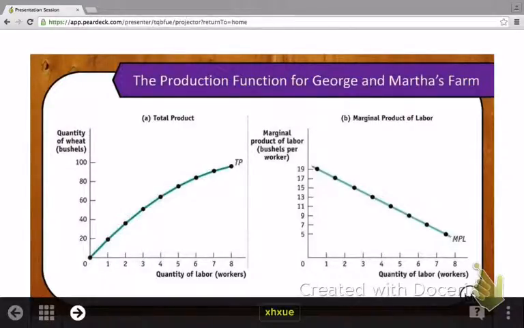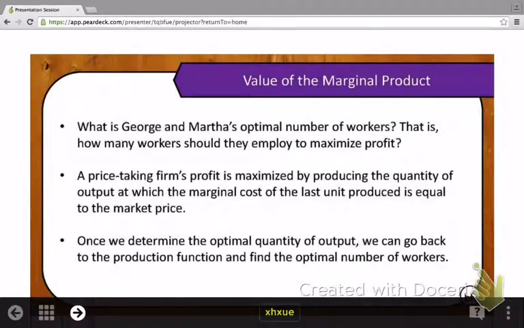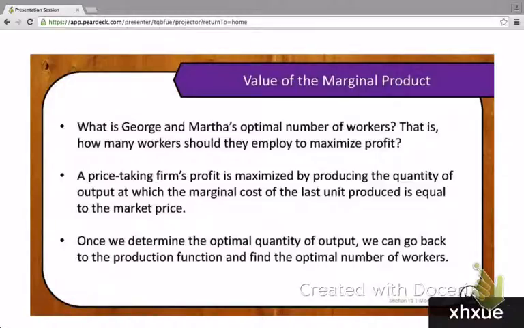Here we see the production function for George and Martha's firm. You see their total product curve in panel A, and you see the marginal product of labor with diminishing marginal returns setting in with each additional worker hired. So what is George and Martha's optimal number of workers? That is, how many workers should they employ to maximize their profit?